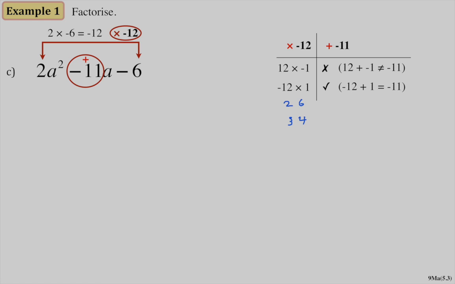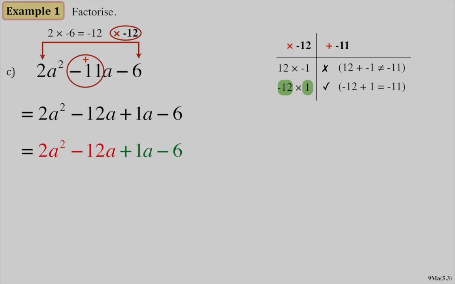So I know the numbers I'm interested in are negative 12 and 1. So let's write down, instead of writing minus 11a, I'm going to write minus 12a plus 1a, because they add to give minus 11a. Now I could have put plus 1a first and minus 12a second. That's okay. You'd still get the same answer. You get there a different way.